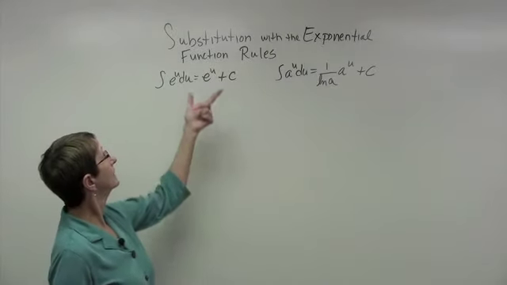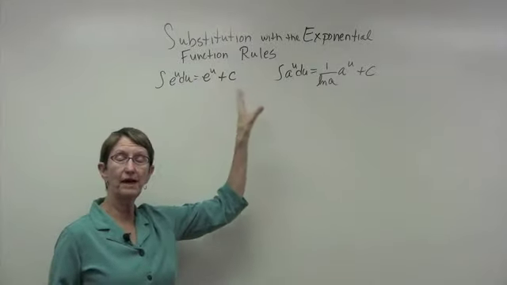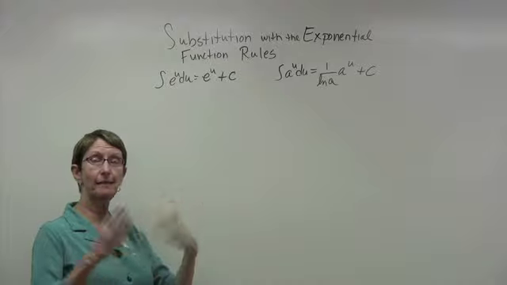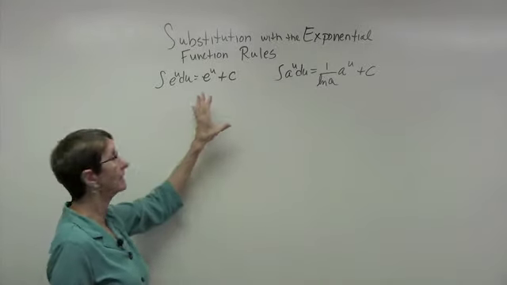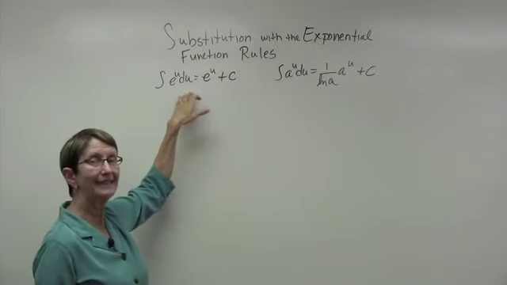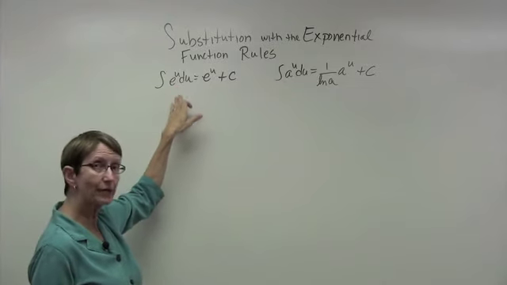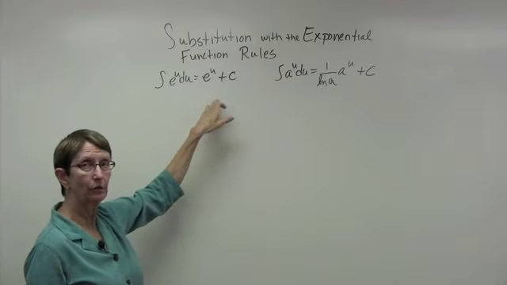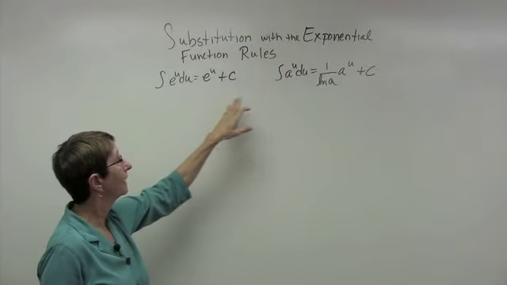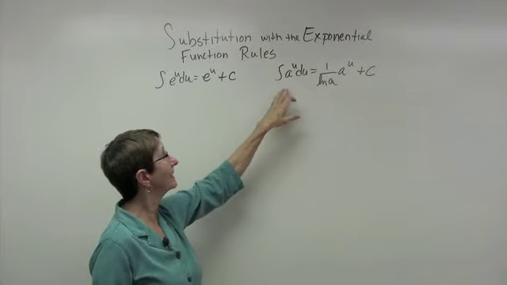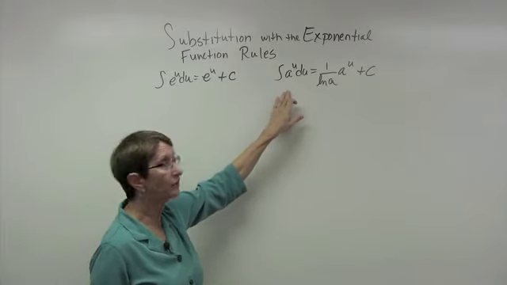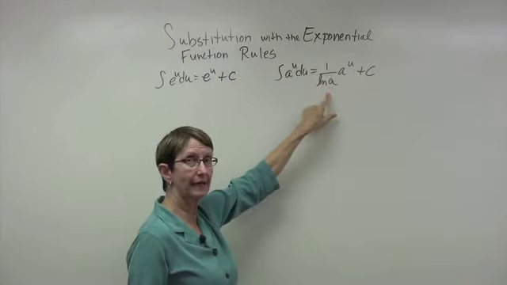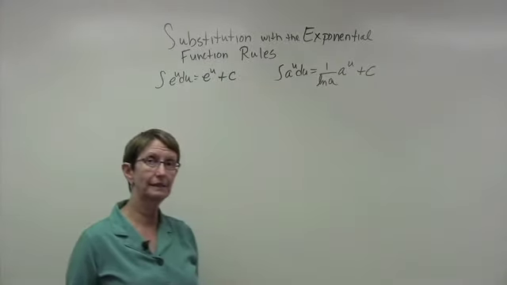This segment we're going to look at substitution with both exponential function rules. In the lesson, you get a lot of examples on both of these rules in that same lesson. We'll just do an example of the exponential function that's the natural exponential, base e, the integral of e to the u du equals e to the u plus c. And then we'll do an example with the general exponential function, the integral of a to the u du equals 1 over ln a times a to the u plus c.